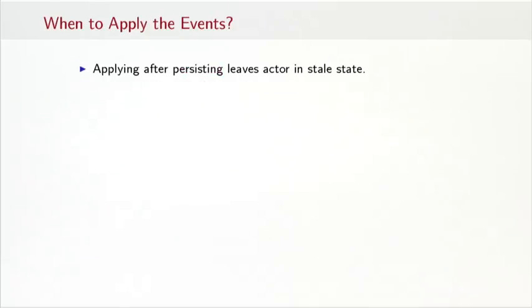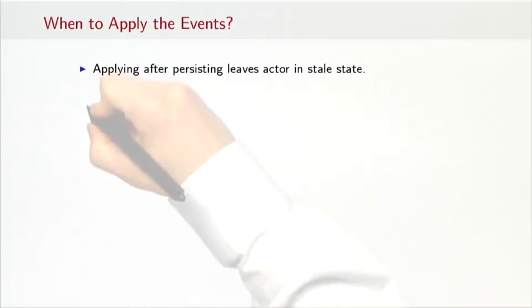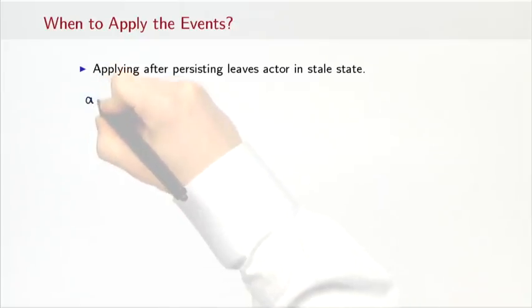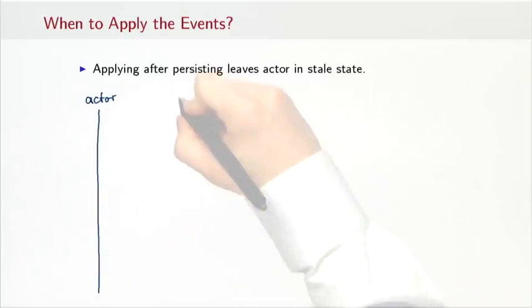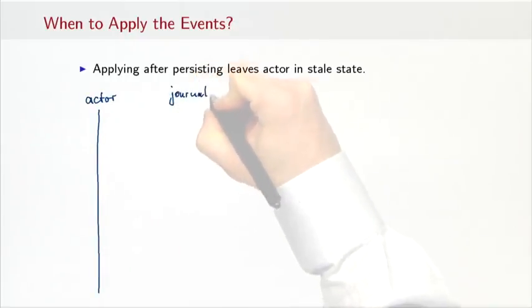There is one important detail that I have glossed over on the last slide, and it is best explained using some flow diagrams. So what have we implemented? We have the actor and time going downwards, and we have the journal as the interesting parties.